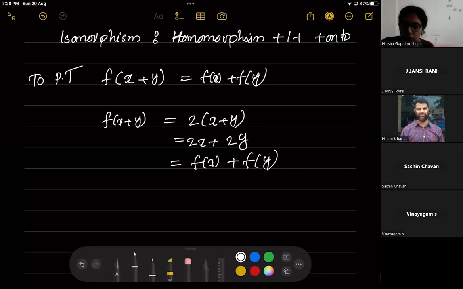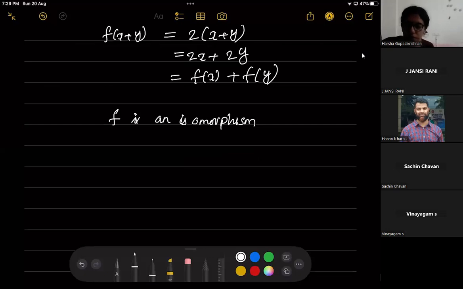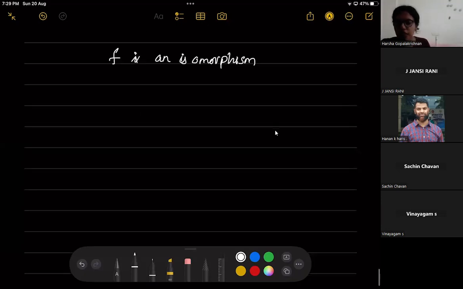So we got that f is a homomorphism also. We proved f is a homomorphism, 1-1 and onto. So f is an isomorphism. So the third option is correct. Any doubt here in the last question?